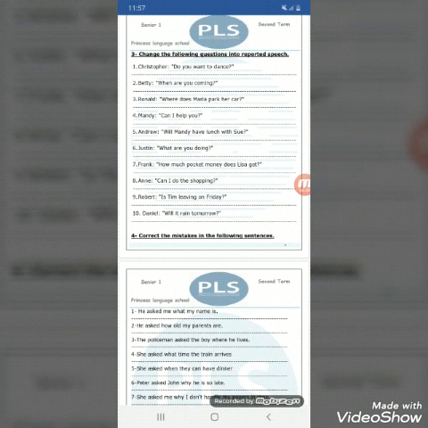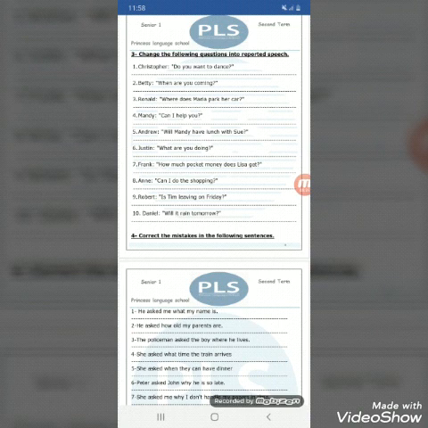Number 7. Frank, how much pocket money does Lisa get? So it will be what? Frank asked me, how much pocket money did Lisa get? Okay, does will be turned to did. Number 8. Anne, can I do the shopping? So this needs a yes or no answer. So what will I put in the reported speech? Exactly. If or whether. So it will be what? Anne asked me if she could do the shopping.